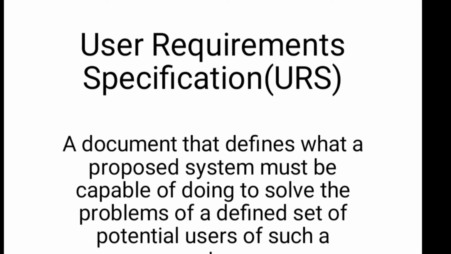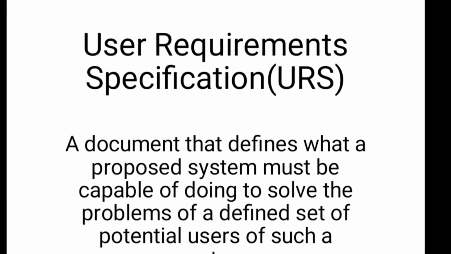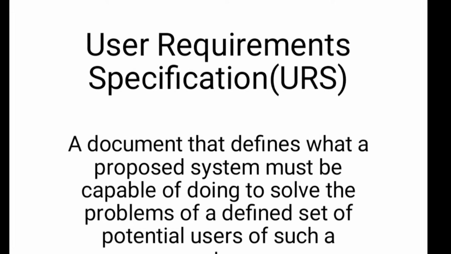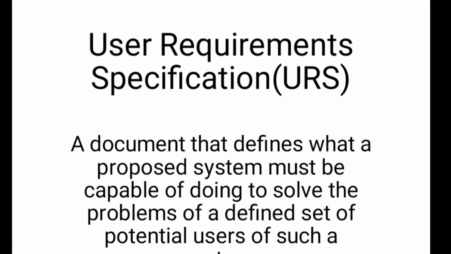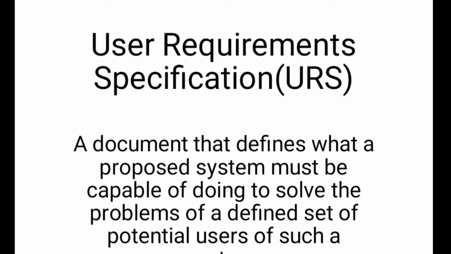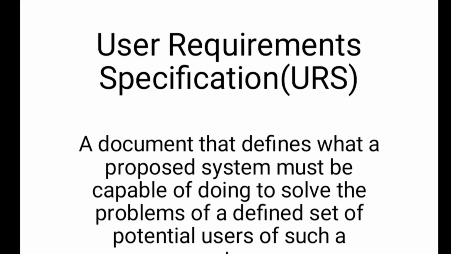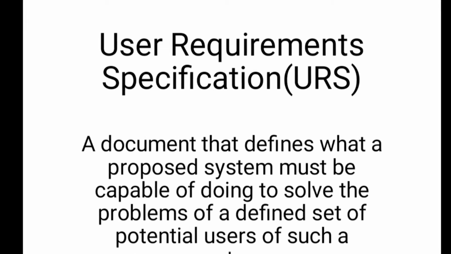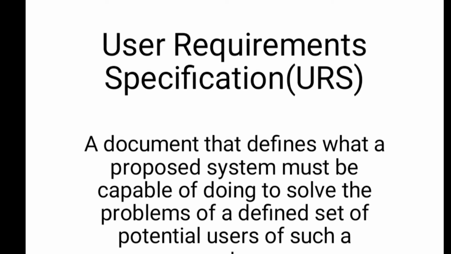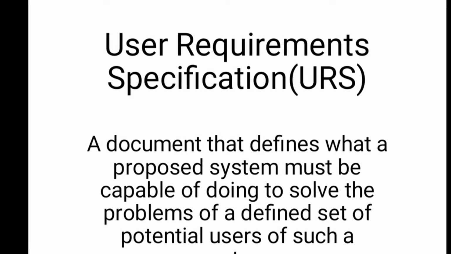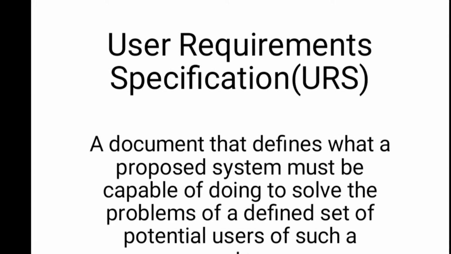User Requirements Specification, a document that defines what a proposed system must be capable of doing to solve the problems of a defined set of potential users of such a system. It should be completely independent of any solution-oriented bias and must be terminology from the problem domain of the users. It must be understandable by the intended users who must buy into it.